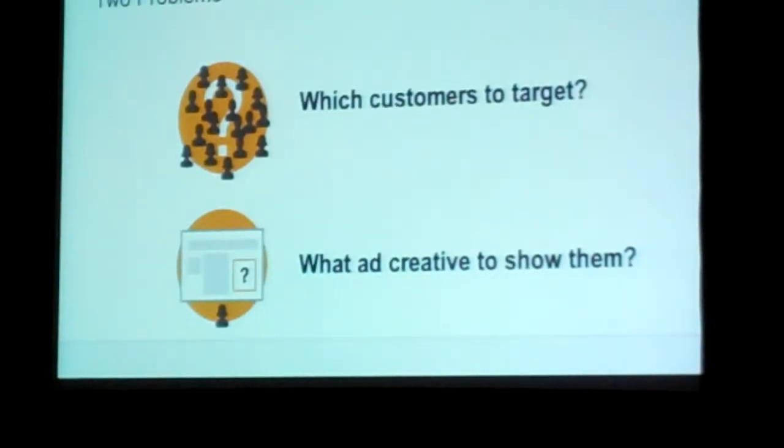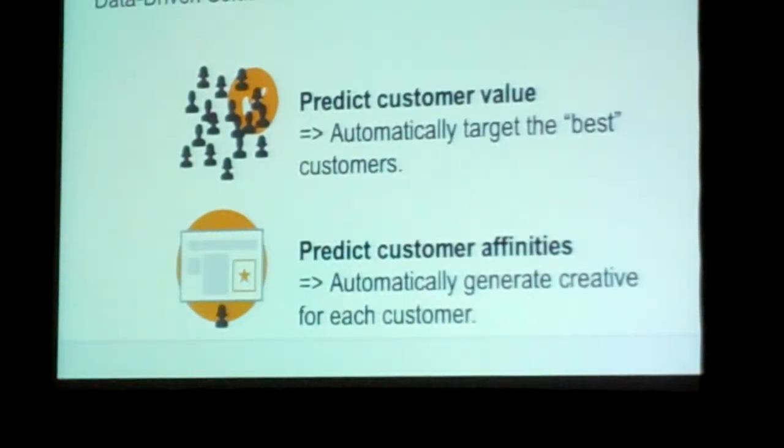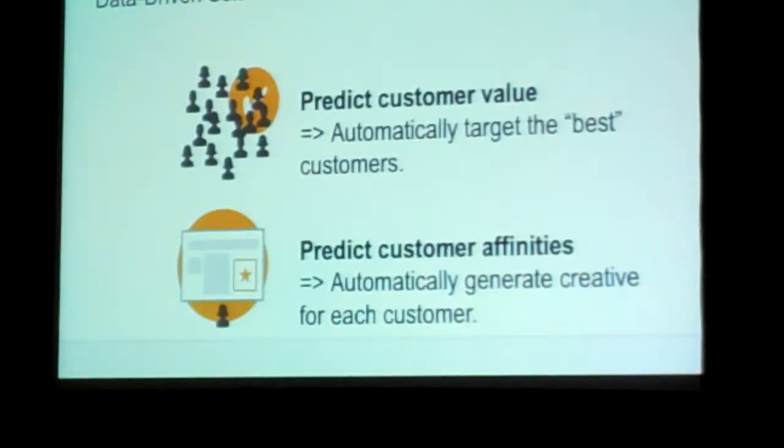So when thinking about data-driven solutions to these problems, for the first problem, we want to predict customer value, and based on that, automatically select and target the best customers. And for the second problem, one approach to solving this problem is to predict customer affinities to products or to pieces of content, and based on that, automatically generate a creative for every individual customer.